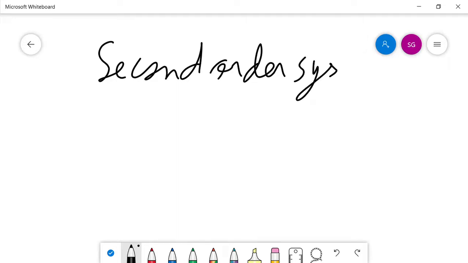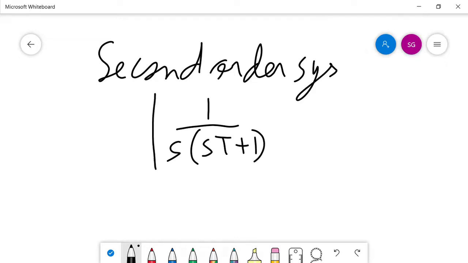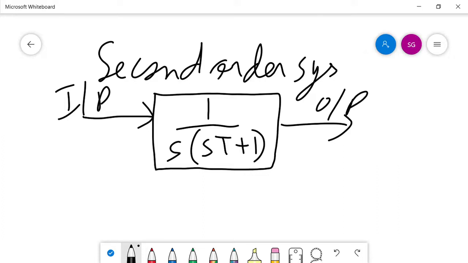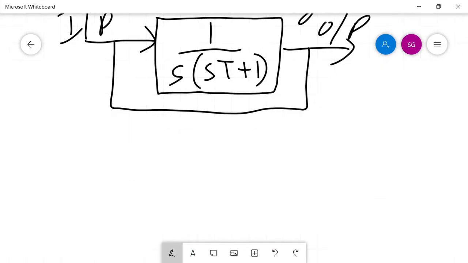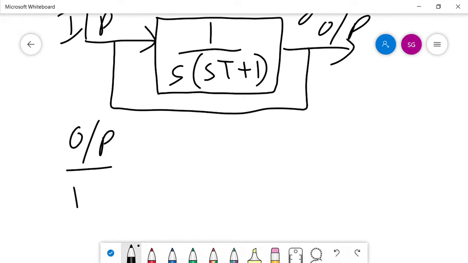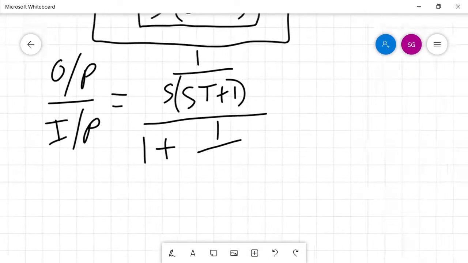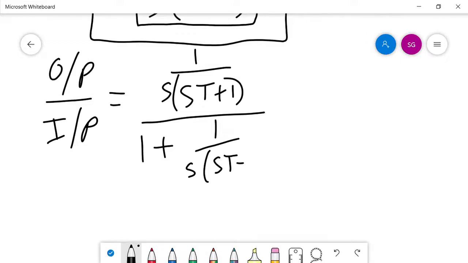What is the second order system? A second order system will be having two poles. The open loop gain will have two poles, S(ST plus 1). So here this is a gain. So we will have an input, output, and there will be a feedback. So now let us solve this. The transfer function output upon input will become 1 upon S(ST plus 1) upon 1 plus G(S)H(S). So here G(S) is 1 upon S(ST plus 1) into 1.